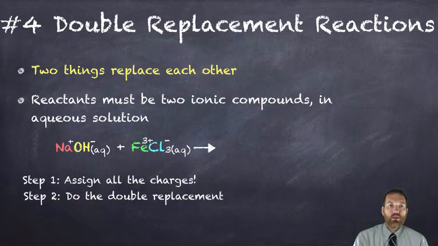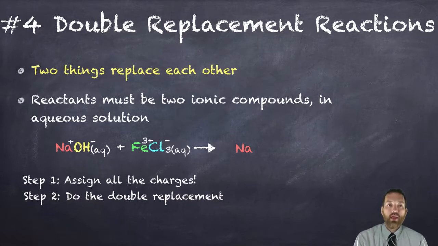Okay, step 2 is to do the double replacement. Now you can think about it either way, as the two metals switch places or the two non-metals switch places. It doesn't really matter because you're going to get the same answer either way. I tend to think about it as the metals switch places. So the red element here is going to take the place of the green element, or the green element is going to take the place of the red element.